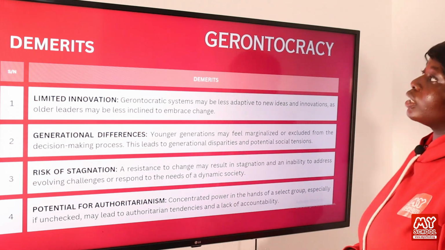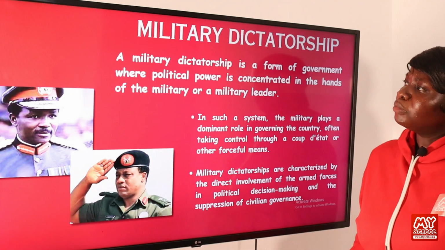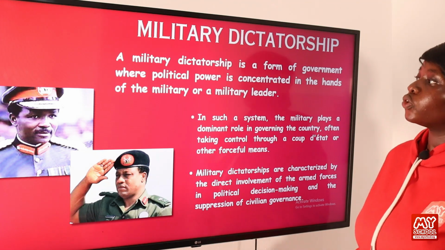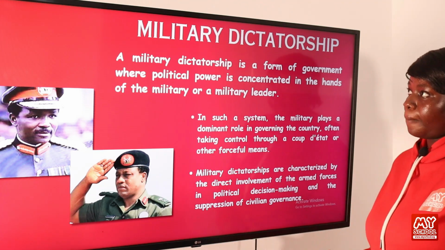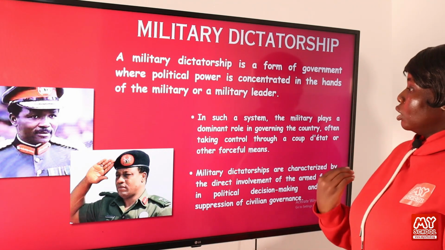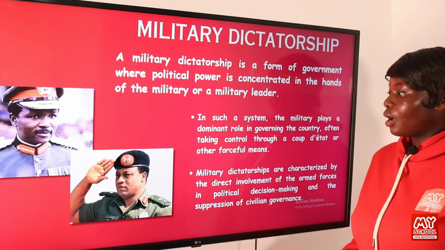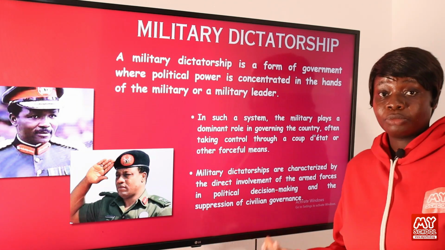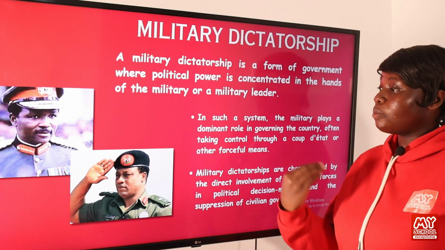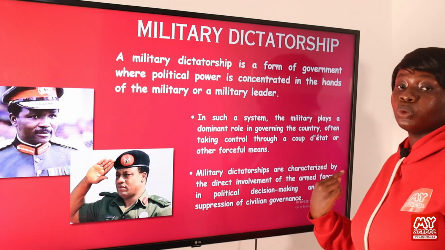So now let's move on to another form of government, which is military dictatorship. A military dictatorship is a form of government where political power is concentrated in the hands of the military or a military leader. So in such a system, the military is in charge. The military plays a dominant role in governing the country, often taking control through a coup d'etat or other forceful means. I'm sure we are aware of this because it happened in Nigerian history, where military leaders took power over from the civilian leaders through a coup d'etat.